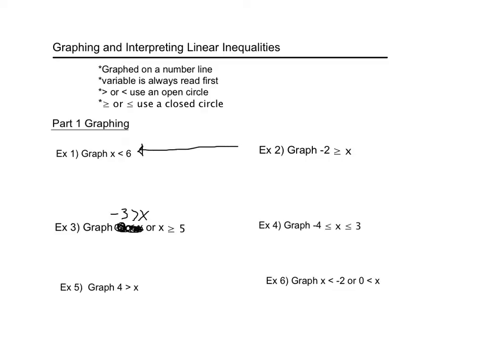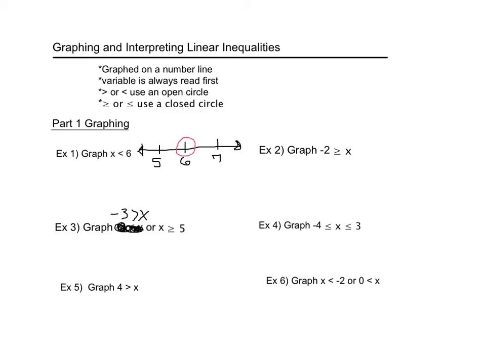Jumping into my examples, according to this, I'm going to graph it on a number line. So first thing I do is I make a number line. Because I'm comparing x, or I'm discussing x in relation to 6, I'm going to put 6 on my number line. I do not have to draw a big in-depth number line starting at 0. From here, I then ask myself, am I going to use an open circle or am I going to use a closed circle? Well, because there is no line under my inequality, I'm going to use an open circle at 6.